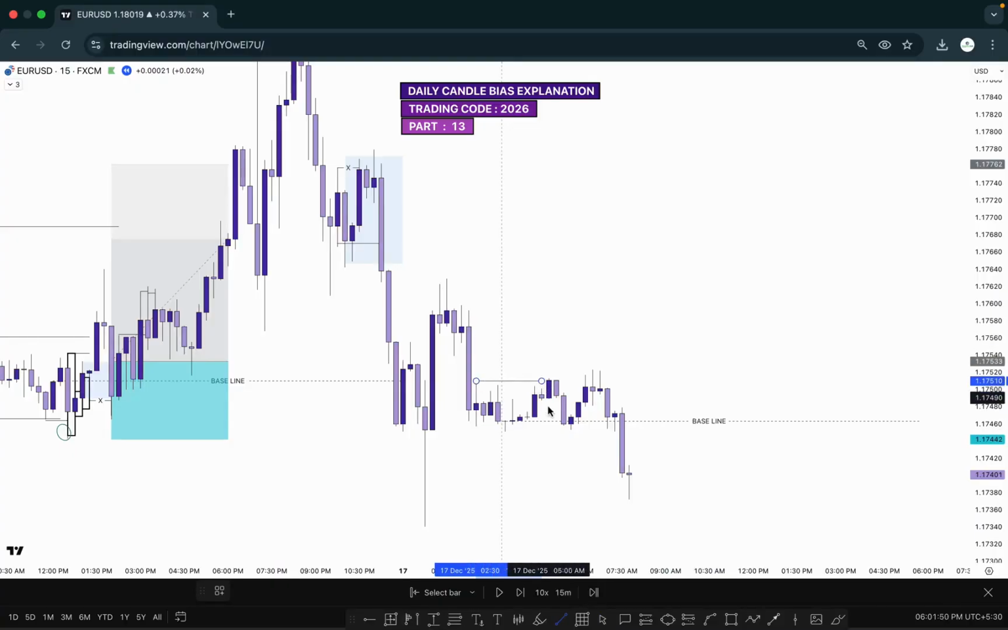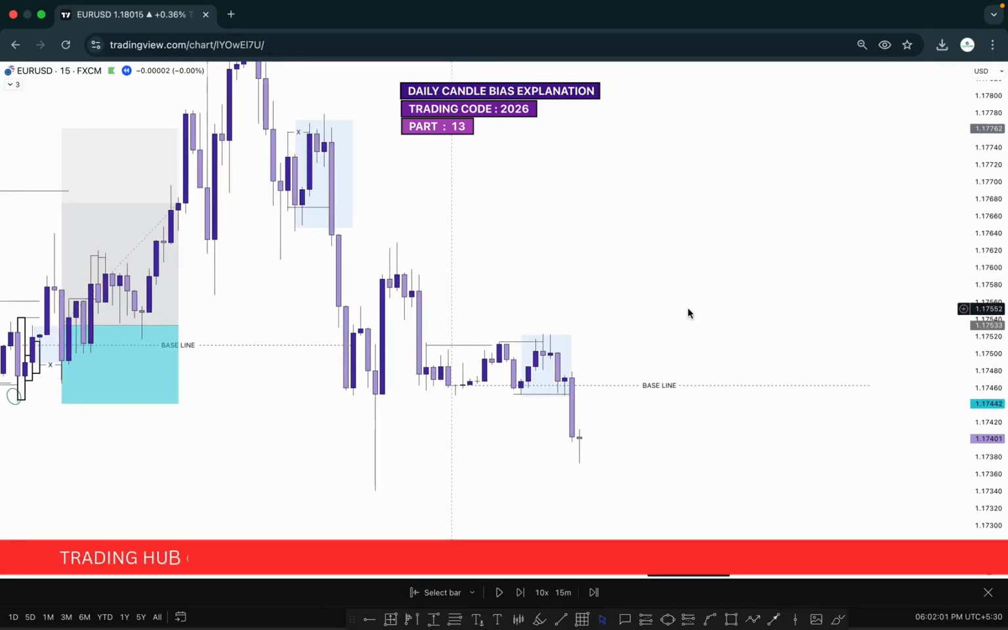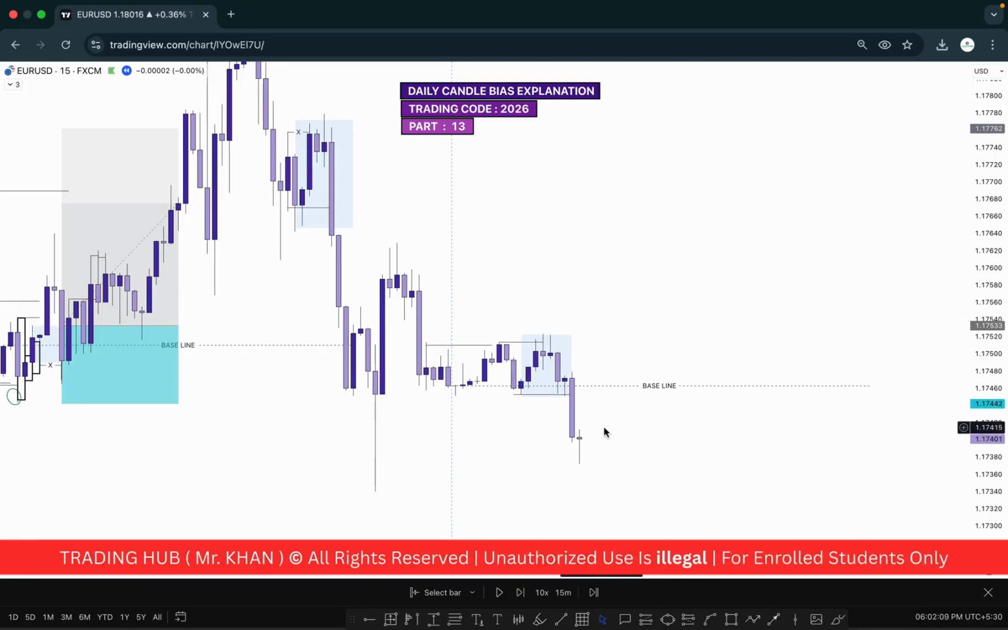This was the first pullback here. Again, what is happening here? Again it breaks the high and sweeps this one, then closes below it. Once the market closes below it, it means the structure is showing bearish momentum, and this is our order flow trading below the baseline, so we can plan here for the sell on the downside. So once the market closes below it, we can expect some sell setup downside right here.